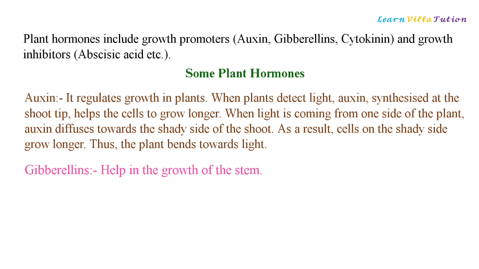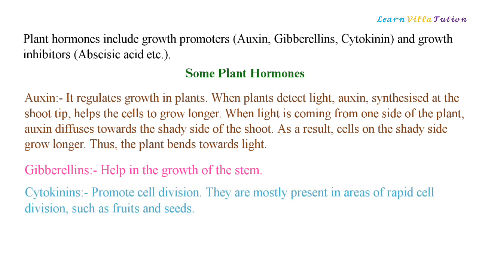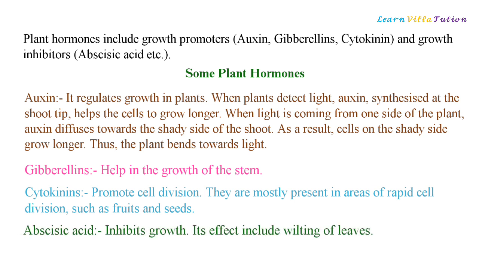Gibberellins help in the growth of the stem. Cytokinins promote cell division. They are mostly present in areas of rapid cell division, such as fruits and seeds. Abscisic acid inhibits growth. Its effects include wilting of leaves.